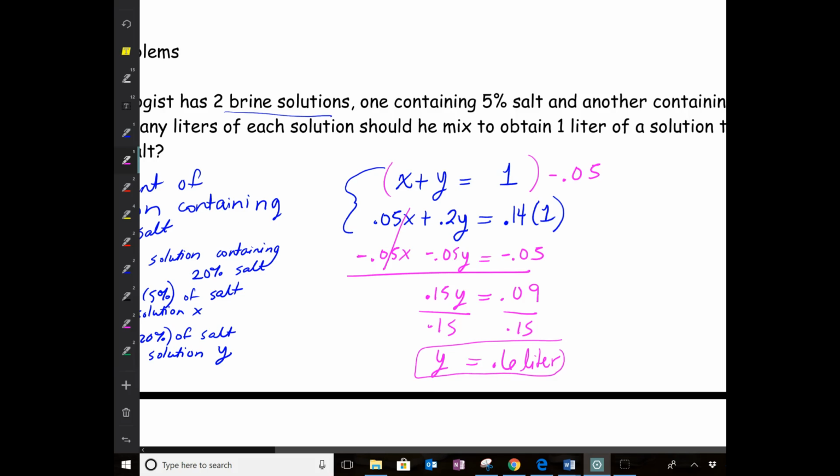And then if we use substitution, we can do x plus 0.6 has to equal 1. So x would have to equal 0.4 liters in order to obtain the amount of salt you want in the mix.